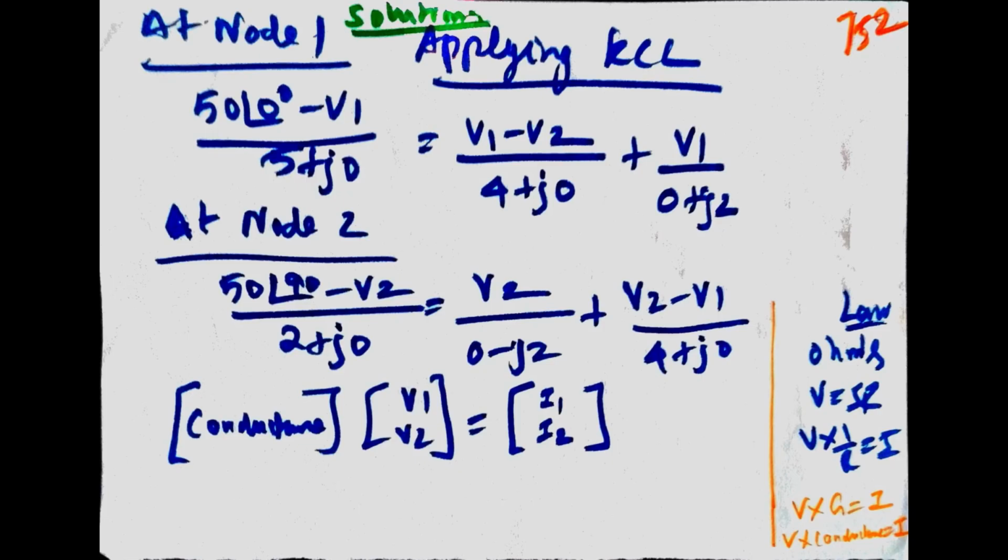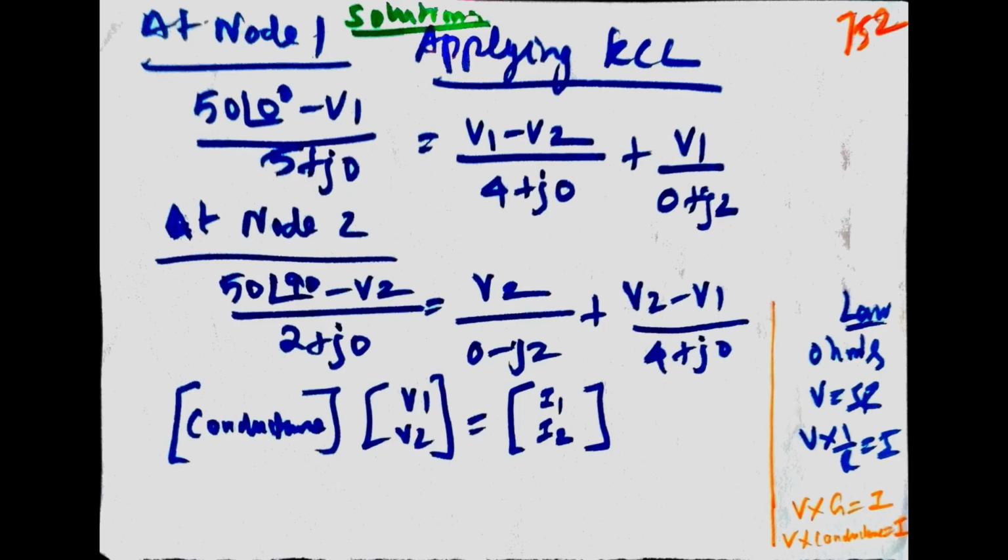At node 2, the meeting elements are 4 ohm, 2 ohm, minus J2 ohm and the 50 angle of 90 degrees supply. Node 2: consider 50 angle of 90 minus V2, that is the node voltage at 2, divided by 2 plus J0, that is the 2 ohm resistance, is equal to V2 divided by 0 minus J2, that is the capacitance, plus V2 minus V1 divided by 4 plus J0, that is the 4 ohm resistance meeting at the second point. In this way, we form the conductance matrix and the V1, V2 matrix is equal to I1, I2.